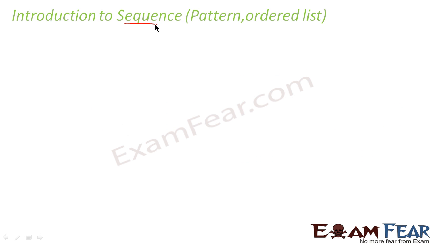Introduction to sequence. Sequence is nothing but an ordered list which has a pattern. To repeat, sequence is nothing but an ordered list which has a pattern. For example, money in a piggy bank.